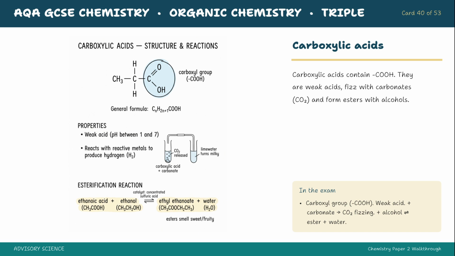Importantly, carboxylic acids are weak acids. They only partly ionize in water, so they have a higher pH than a strong acid of the same concentration. In the exam, the phrase to use is that weak acids only partially ionize in solution. That's why at the same concentration, a weak carboxylic acid has a higher pH, or is less acid, than a strong acid like hydrochloric acid.